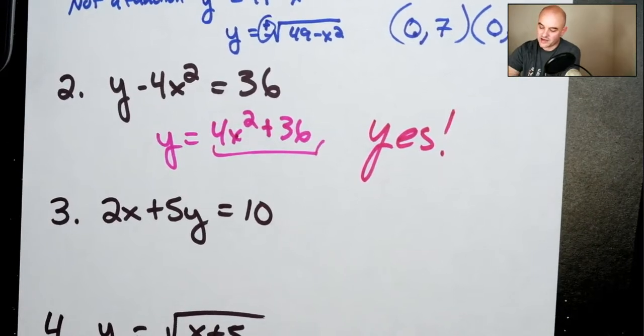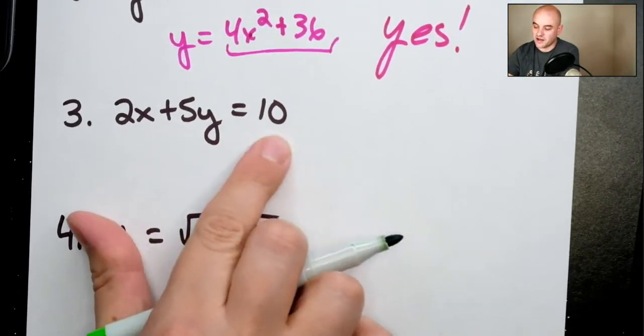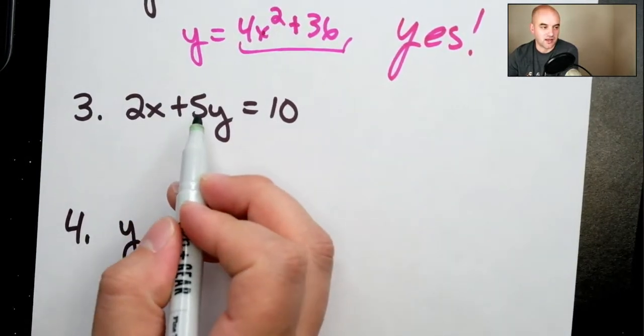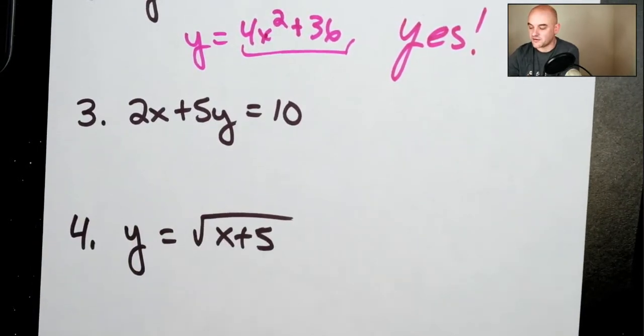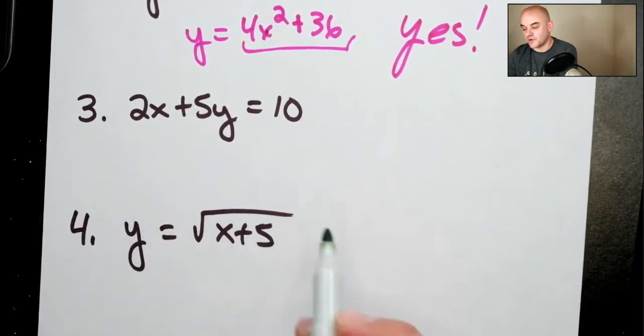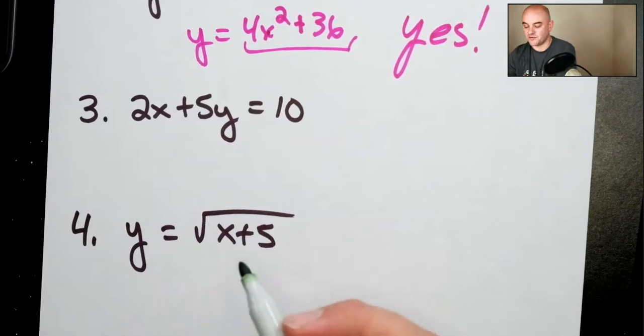All right, next one, number 3 here. Number 3, I'm seeing it is a line, and it's not a vertical line. If you recognize this as ax plus by equals c, that's the standard form of a line. But maybe you didn't recognize it as the standard form of a line. And we want to get y by itself, just to see it in a different manner.